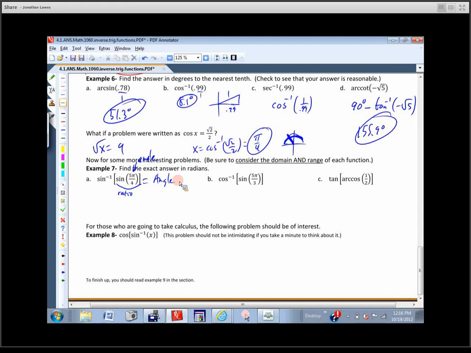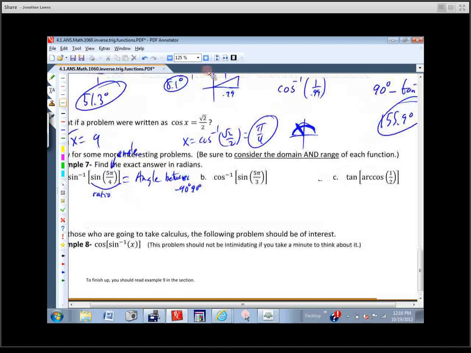But if you note the instructions, it says keep in mind what the range is for sine inverse. It's got to be an angle between what? Negative 90 and 90, or if we're in radians, negative pi halves and pi halves. So let's draw a picture of what this looks like.